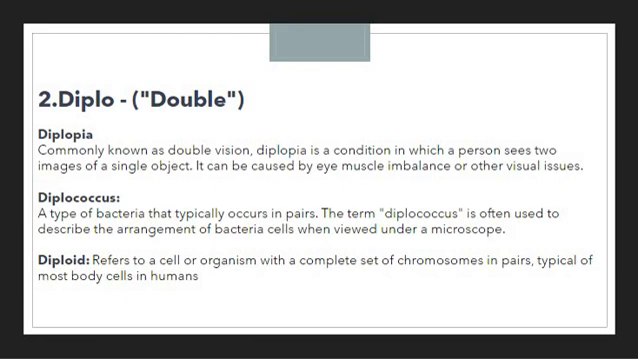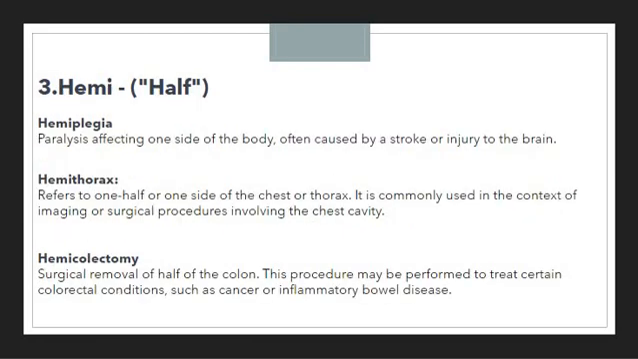Okay, then we have the next thing, hemi. Now why are we using hemi? We are using hemi in order to make a sense of half. So if you would like to show that half of the body is affected, then in that case you will use the medical prefix hemi. Okay, let's see what examples we have.